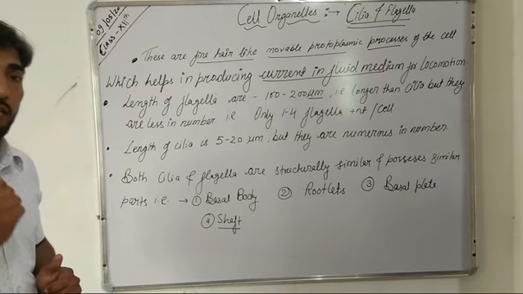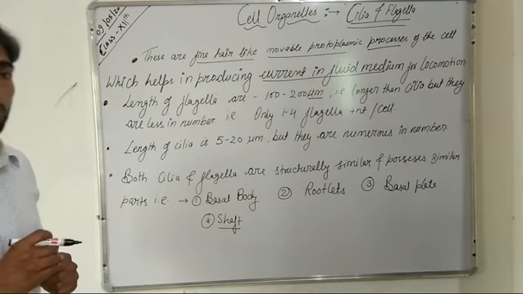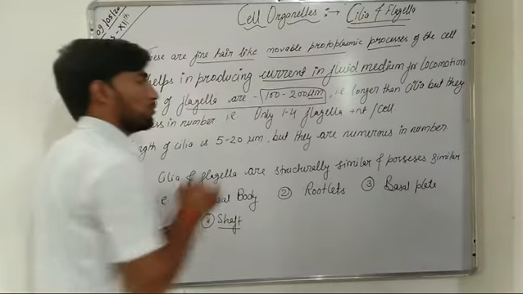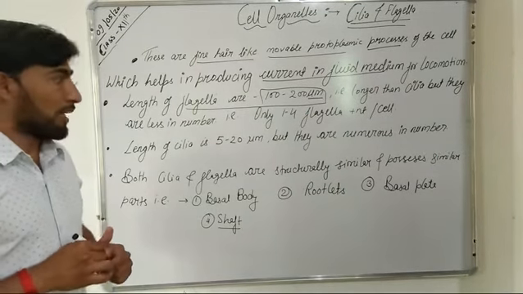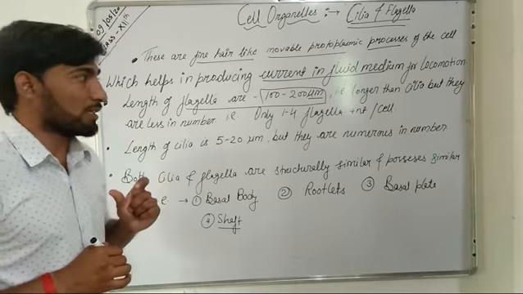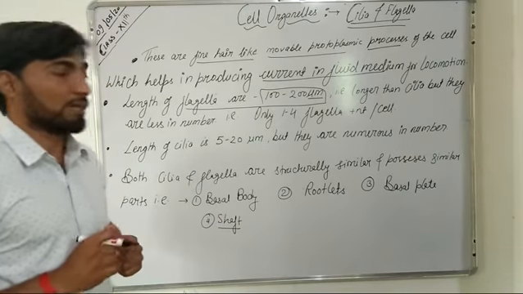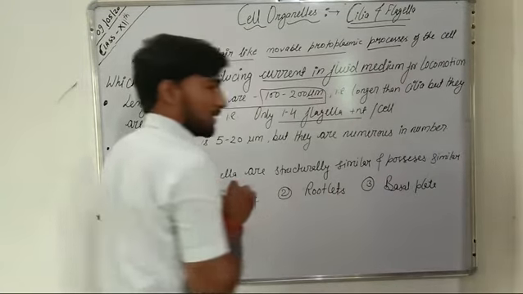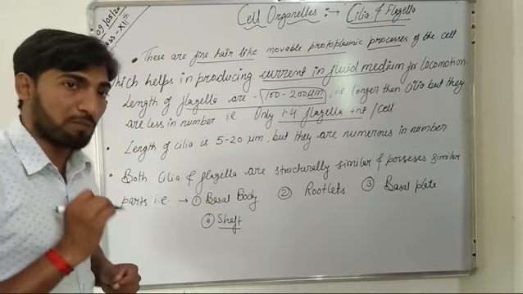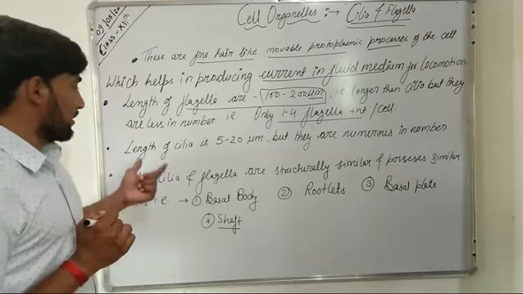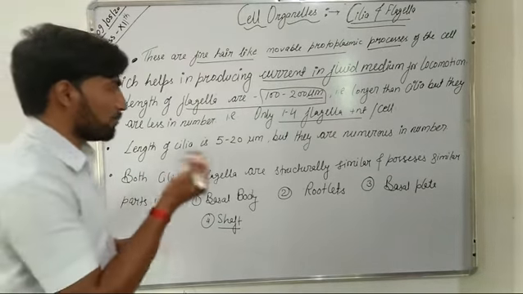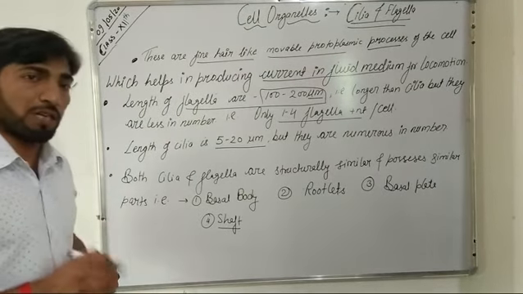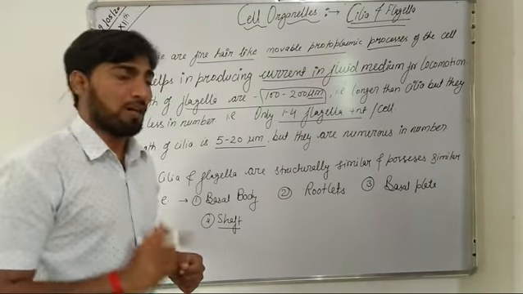Now, flagella are much longer in size as compared to the cilia. Their length is about 100 to 200 micrometer. As they are longer, they are fewer in number: a cell only contains 1 to 4 flagella. Whereas cilia are much smaller, only 5 to 20 micrometer in size, but they are present in large number.